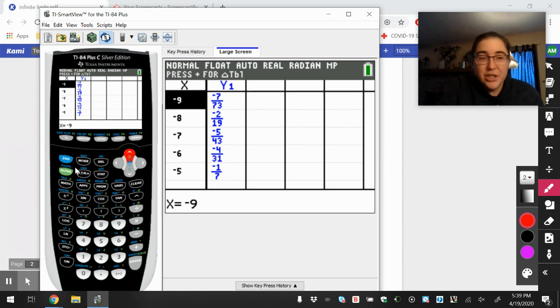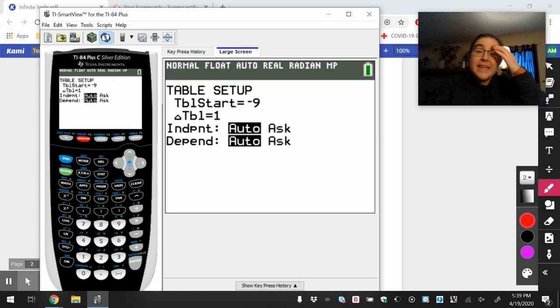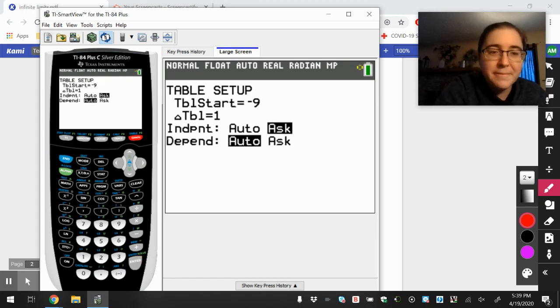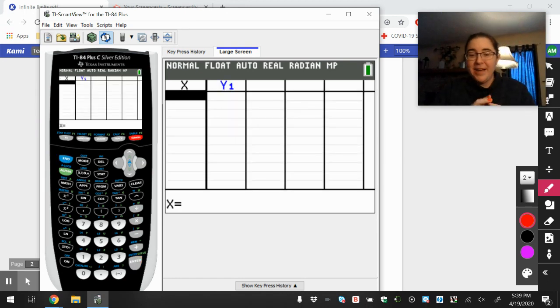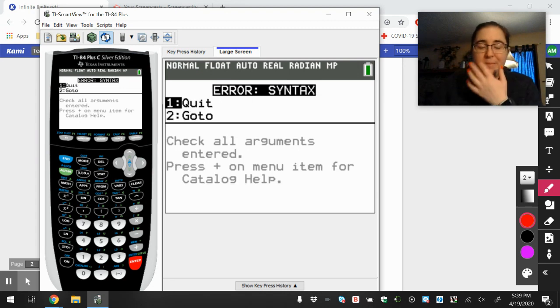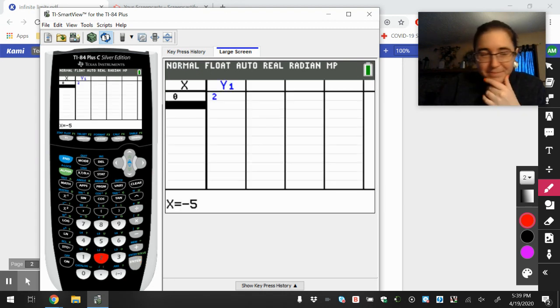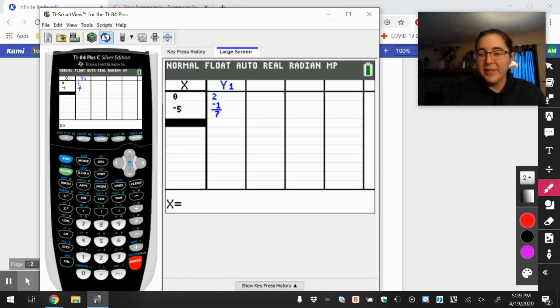One way that I like to use to make it a little clearer is I'm going to go back to my table set. There it is. And instead of having auto, I choose ask. So now when we go back in here, I get to pick my X value. I see at 0, I'm going to get 2. I knew that was going to happen. Let's try -5. Oops, I put minus instead of negative. I'll fix that. -5, enter. Okay, -1/7.